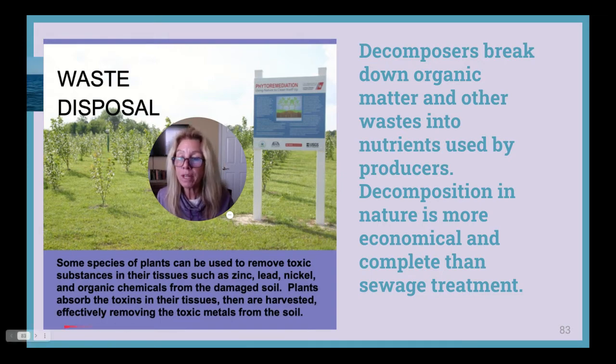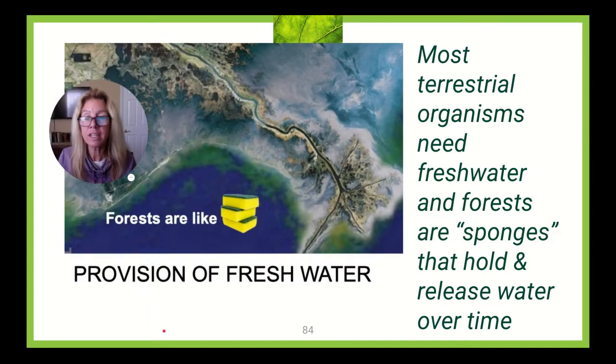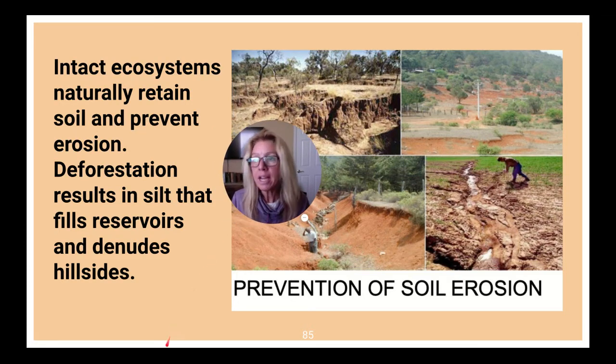Okay, number 3 is the provision of fresh water. Forests are like sponges, absorbing and releasing that water into our ecosystems. So provision of fresh water, most terrestrial organisms need fresh water, and forests are sponges. They hold and release water over time. So protect those forests. Number 4 on here is an intact ecosystem naturally retains soil and prevents erosion.